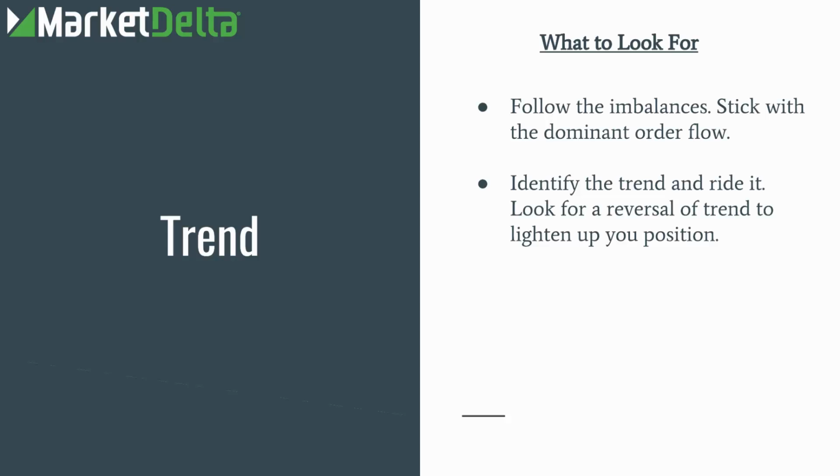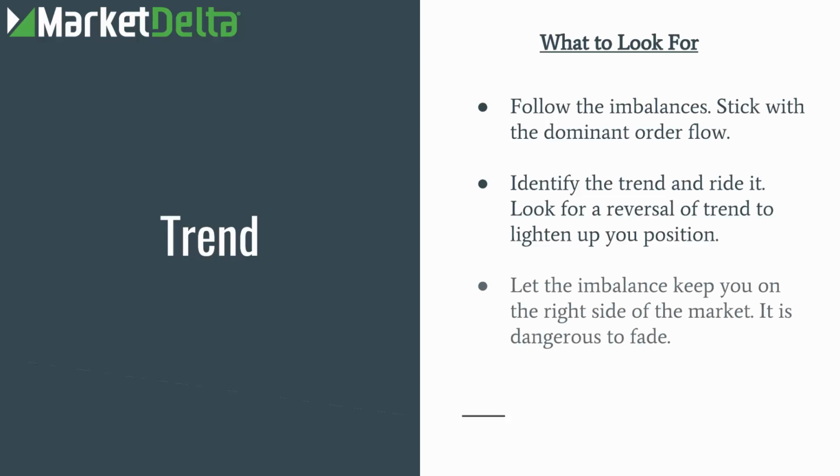So we want to look for a reversal of trend to lighten up your position. So you'll start to see, if you're in a trending market, these imbalances start to come in counter the direction of the trend. That's where you start to think to lighten up on your position. Let the imbalance keep you on the right side of the market. It is dangerous to fade, right? I mean, everybody's had a trade that's probably gone against them longer than it should have, and this will help you identify when that's happening, and hopefully get you in the right side or get you out of a bad trade sooner.